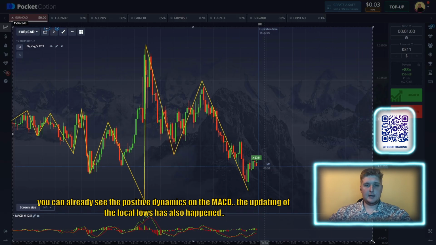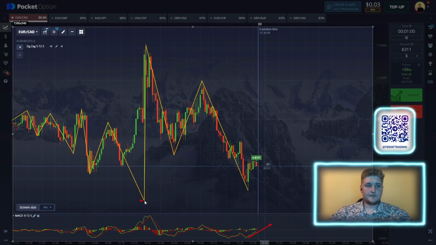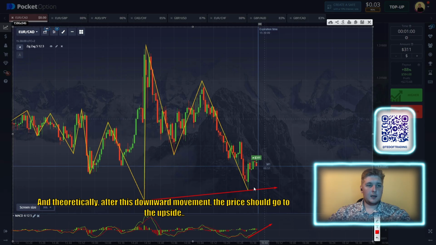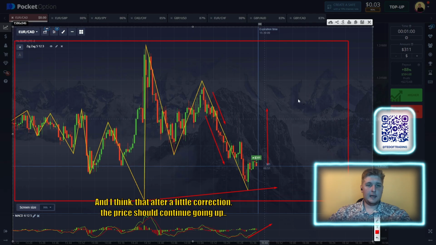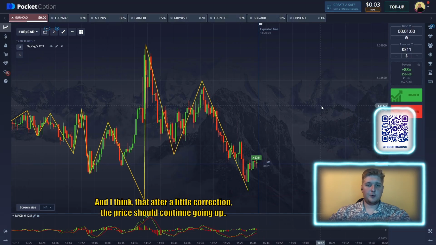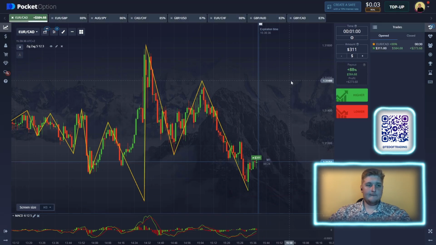You can already see the positive dynamics on the MACD. The break of the local lows has also happened. Theoretically, after this downward movement, the price should go to the upside, because basically we can see that the flat movement dominates in the zone. And I think that after a little correction, the price should continue going up.